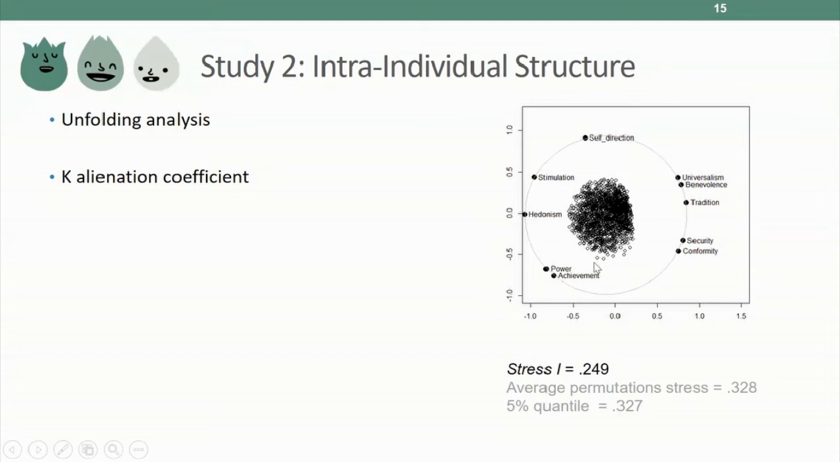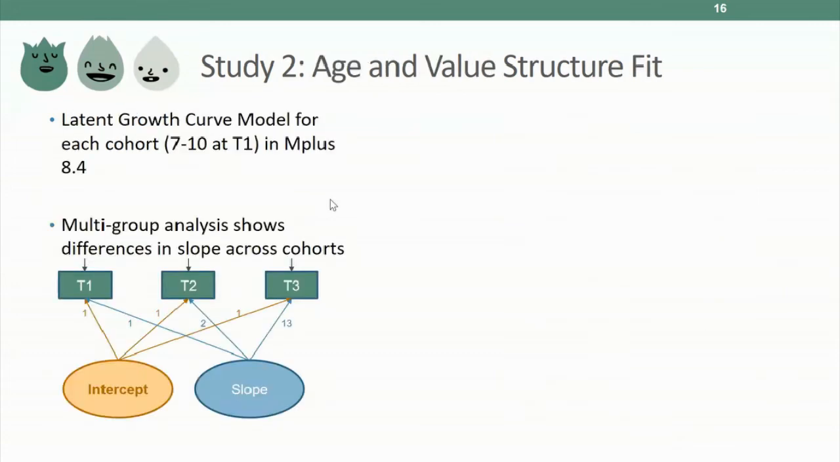But again, we wanted to see how each individual is represented within the system. So how much does each individual contribute to misfit? And we created a K alienation coefficient for each individual. And again, we wanted to associate that with age. This time, because it is a longitudinal sample, we did it a bit differently. We fit a latent growth curve model for each one of the cohorts.